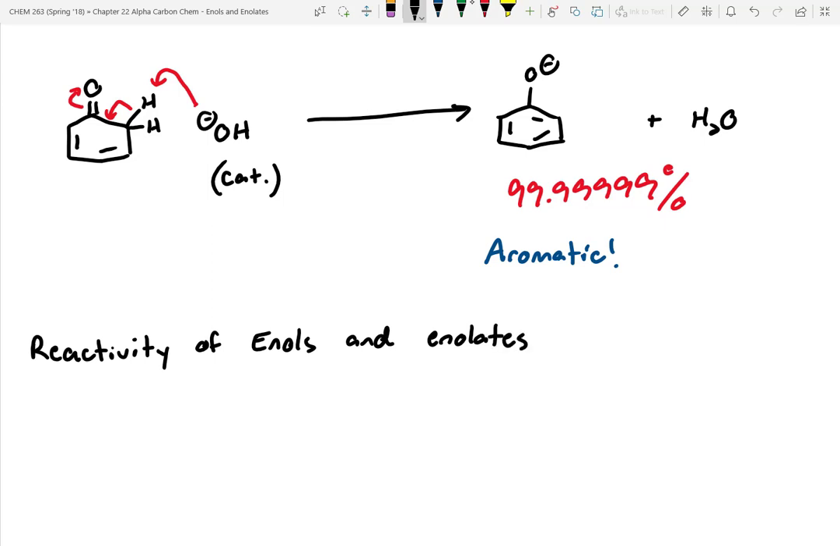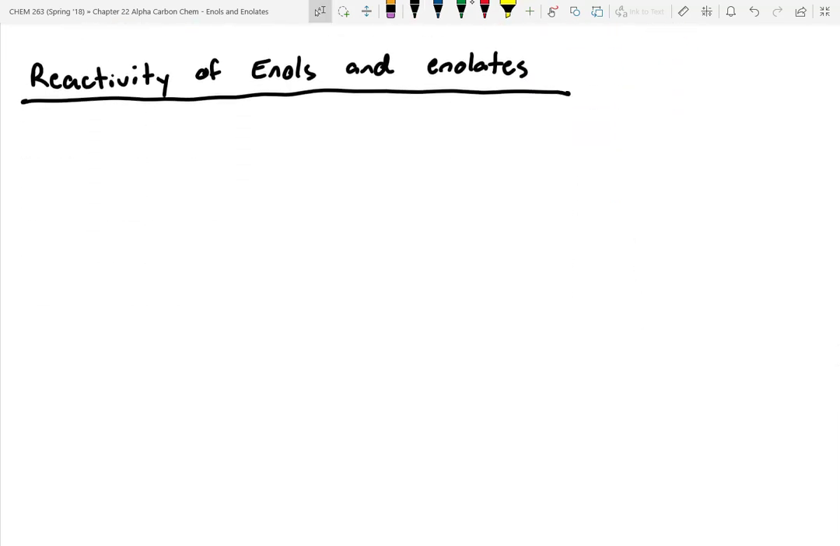In this case, that wouldn't matter very much if you add more water in. The biggest thing is the overall strength of your base, or the stability of your product for that matter. So if your product's really stable and your base is really strong, it's gonna favor the product side. If your product's not very stable and your base isn't very strong, it's not gonna favor your product. Does that make sense? Okay, so let's look at the reactivity of enols and enolates.